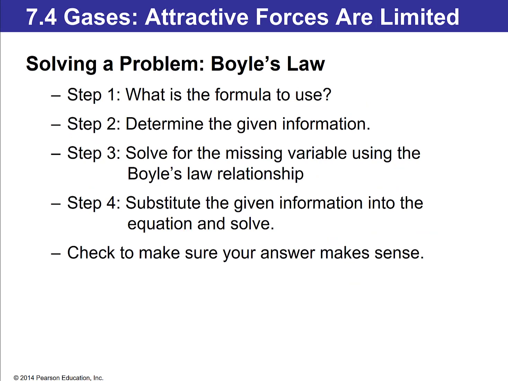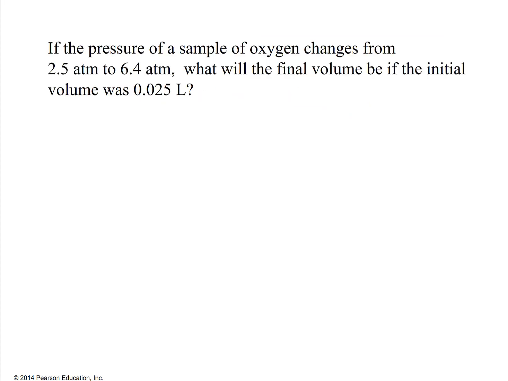Okay? So do one more. If the pressure of a sample of oxygen changes from 2.5 atmospheres to 6.4 atmospheres, what will the final volume be if the initial volume was 0.025 liters? Follow the same steps, set it up.